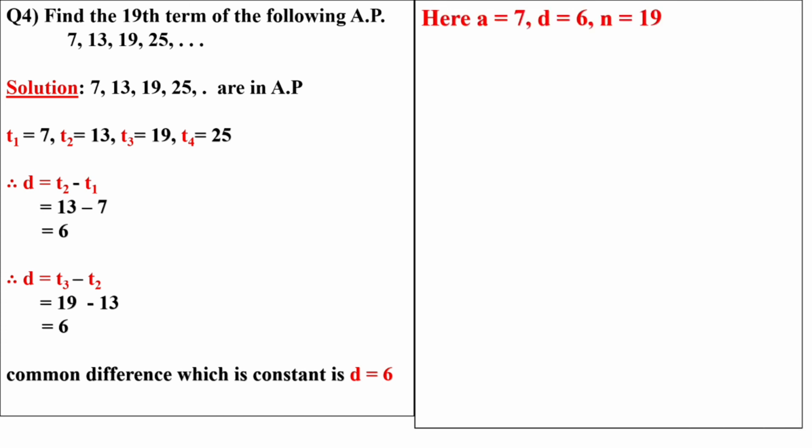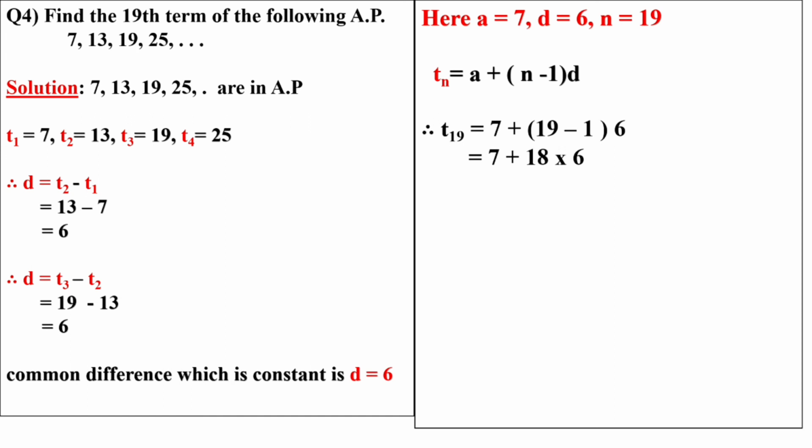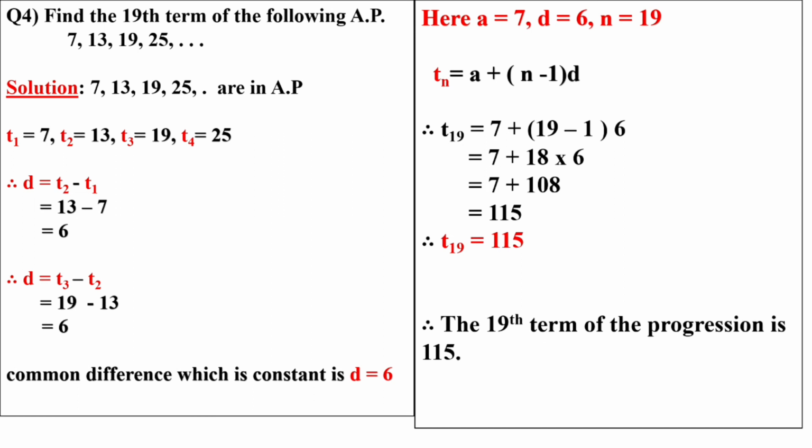So we have the value of a as 7, the common difference is 6, and we have to find the 19th term, so n value is 19. Again put the formula, substitute the values. 19 minus 1 we get 18, 18 times 6 is how much? 108. 108 plus 7 we get 115. Therefore the 19th term of the AP is 115. Understood? Now question number 5.